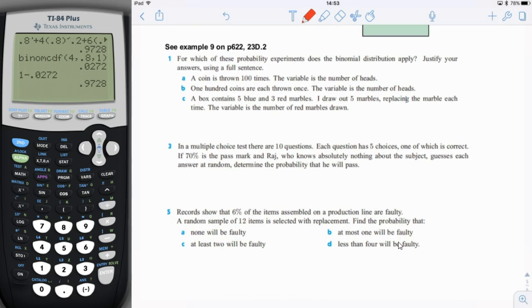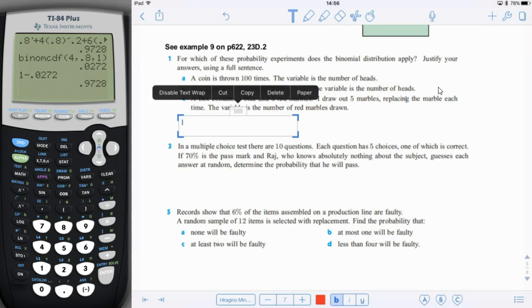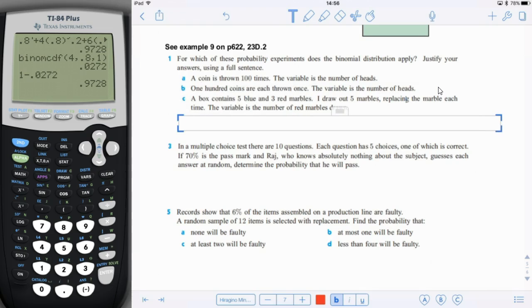Number 1. For which of these probability experiments does the binomial distribution apply? Justify your answers using a full sentence. So for the first one, a coin is thrown 100 times. The variable is the number of heads. Yeah, that sounds like exactly what we've been doing up until now. So yes, this is a binomial distribution experiment. N equals 100, and x is equal to number of heads.